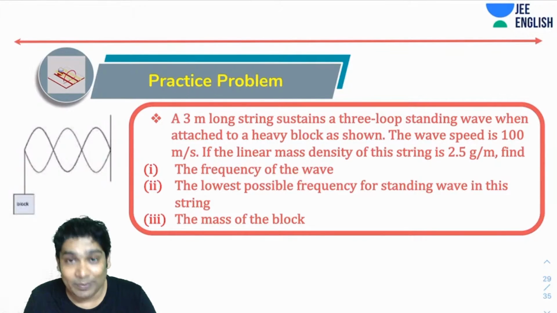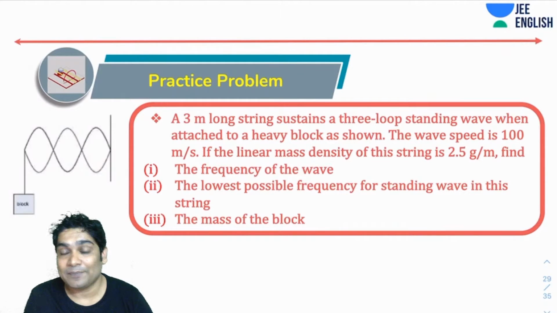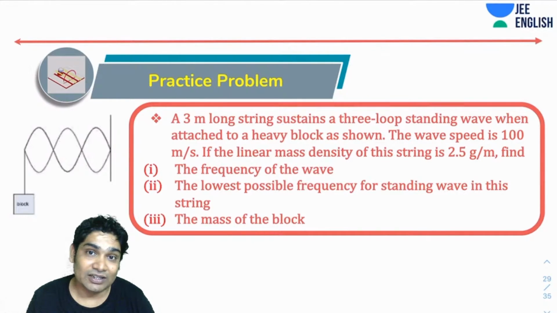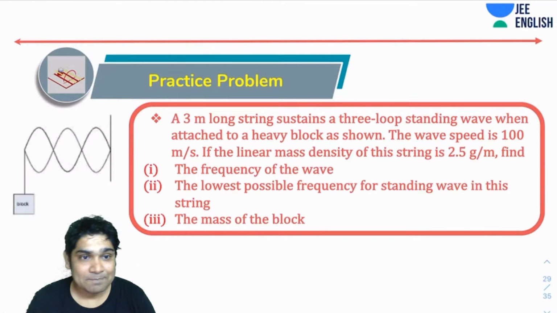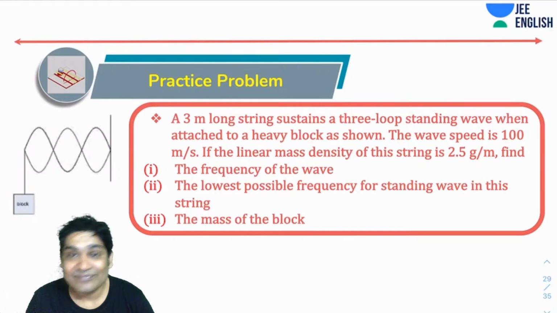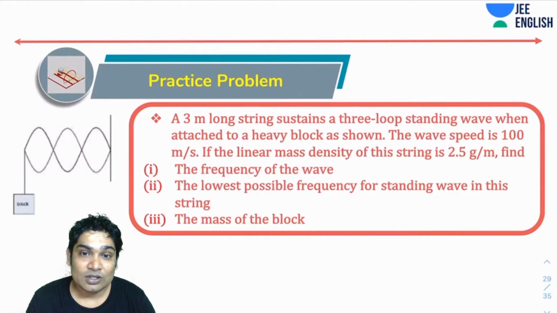The lowest possible would be 50 by 3, of course. This is the third harmonic, so the first harmonic would have one third the frequency. Very nice. What is the mass of the block? Find the mass of the block. That would be very, very easy. So yes, Vanchika has got all the answers correct, which is nice.